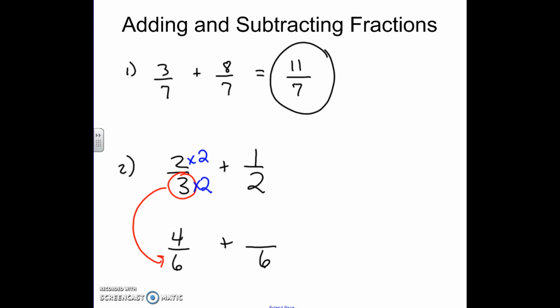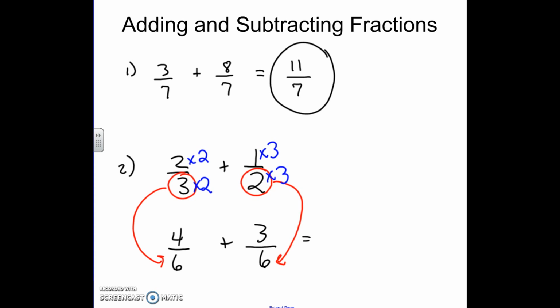We're going to do the same thing with the other fraction. We're going to look at the 2 and figure out what we need to multiply it by to turn it into a 6. I'm coming up with 3 because 2 times 3 gives me 6. If you multiply your denominator by 3, then you must multiply the numerator also by 3. And you're going to have 1 times 3, which is 3. So 1/2 is equivalent to 3/6.